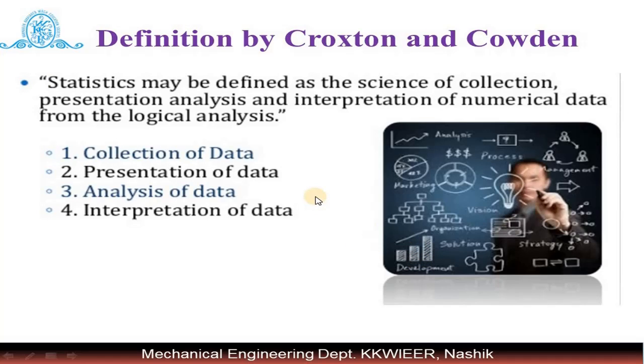So statistics, there are a number of definitions provided by a number of pioneers in statistics. Statistics may be defined as the science of collection, presentation, analysis, and interpretation of numerical data from the logical analysis. This was given by Proston and Cardon. According to them, the data is to be collected, then presented, maybe with the help of a number of tools, and then the same data is to be analyzed and then represented, or we can say interpreted.